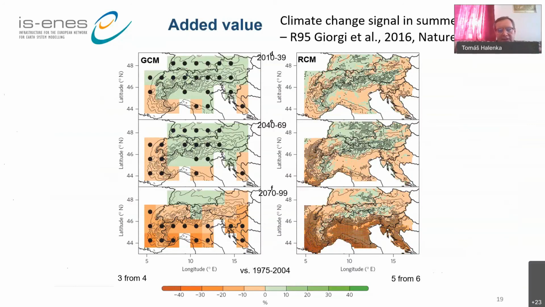But in regional climate simulations, you can clearly see that the decrease of this percentile in the vicinity of the alpine region is really pretty high. On the other hand, on the top of the mountains, you get an increase again. So that's added value. Next, please.